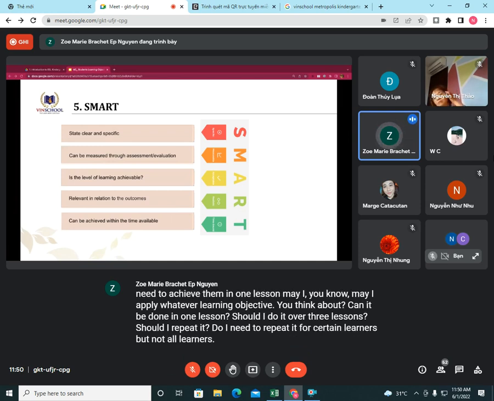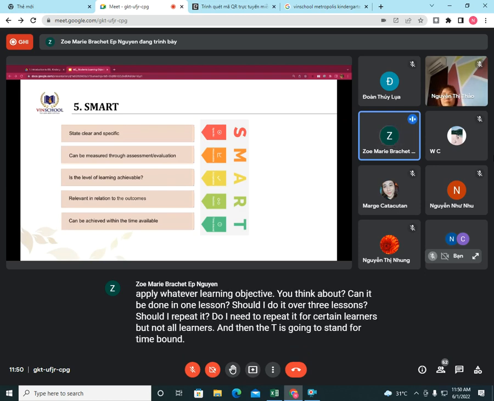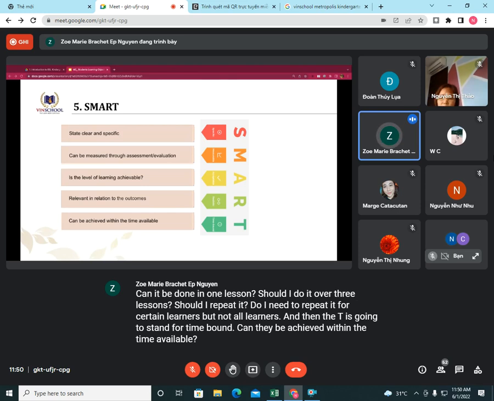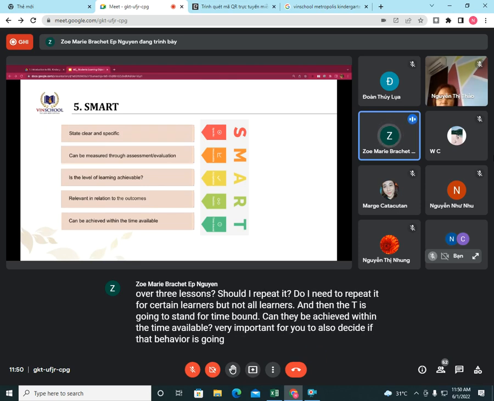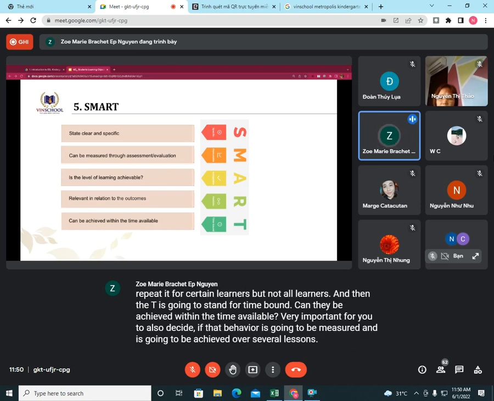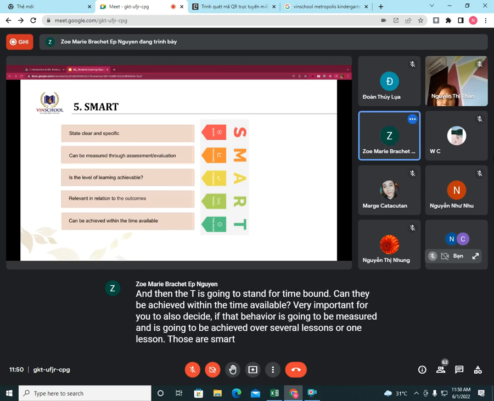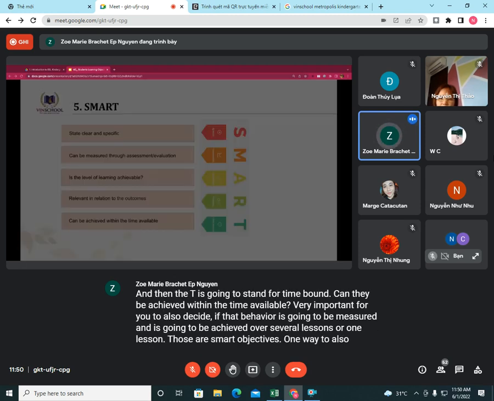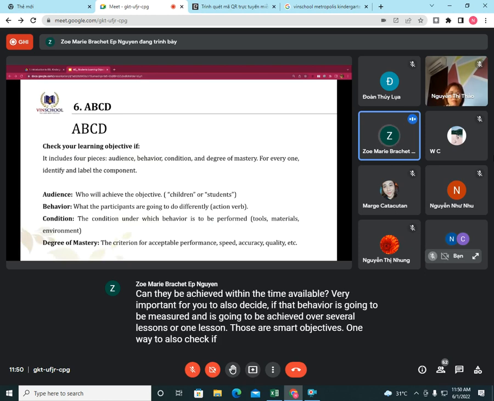And then the T is going to stand for time bound. Can they be achieved within the time available? Very important for you to also decide if that behavior is going to be measured and achieved over several lessons or one lesson. Those are SMART objectives.